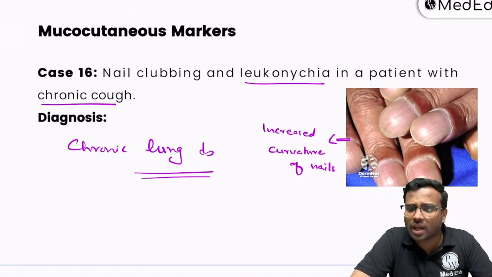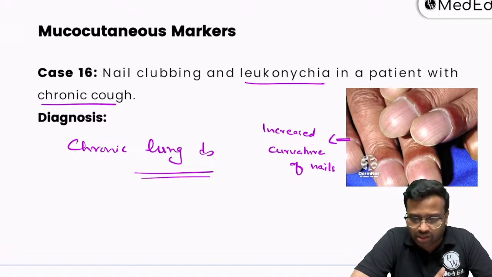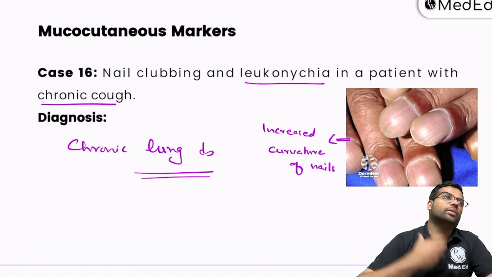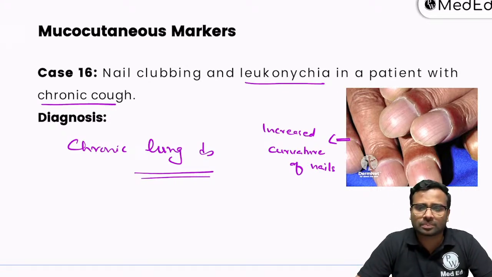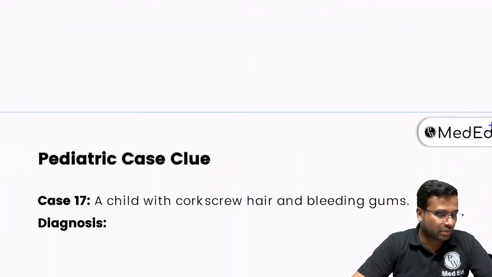You know that clubbing and all is not going to be very typical. It can be associated with various diseases, right? It can be associated with bronchogenic carcinoma. It can be associated with multiple diseases and many other changes like leukonychia and all. It is also going to be non-specific.